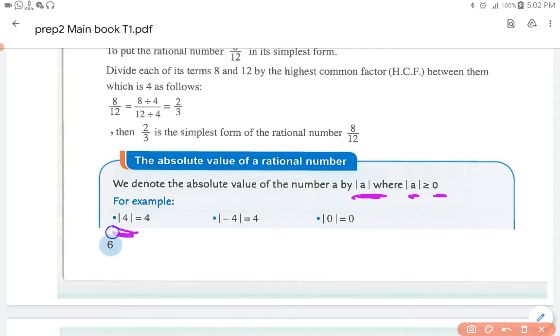Absolute value of a positive number will be a positive number. Absolute value of 4 equals 4. Absolute value of negative 4 will be 4. Absolute value of a negative number will be positive. Absolute value of 0 equals 0.